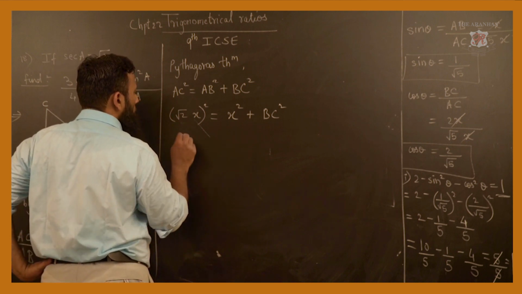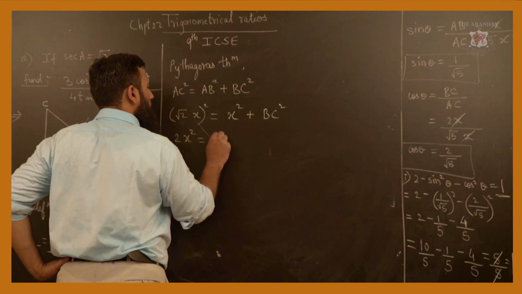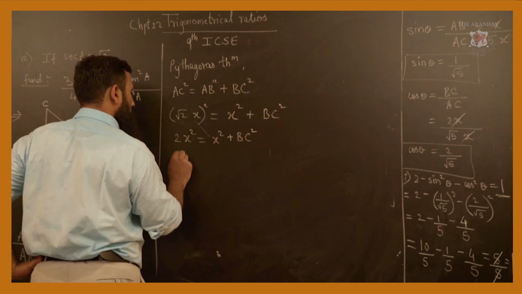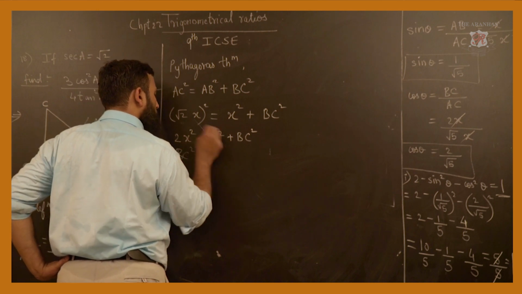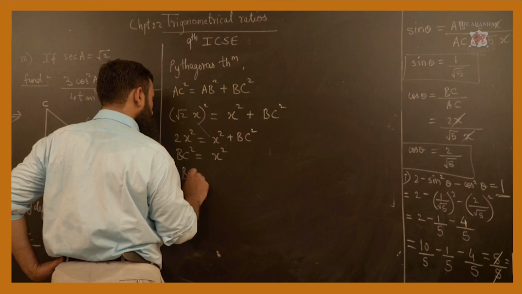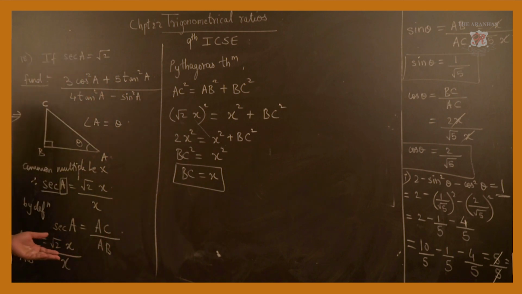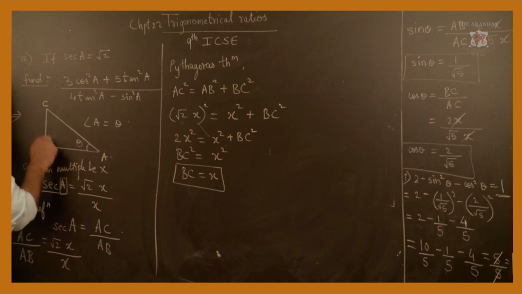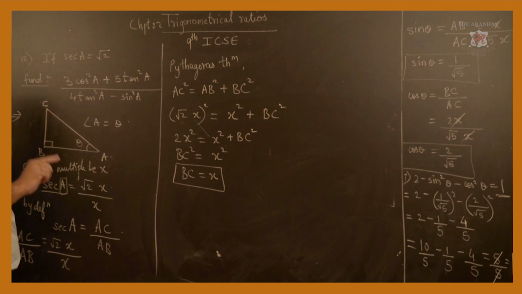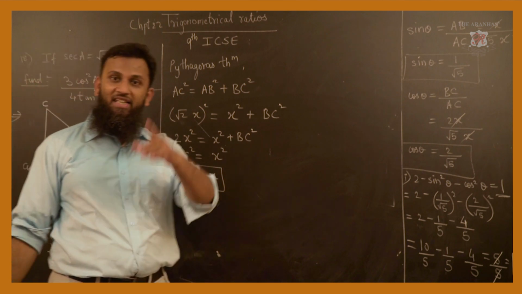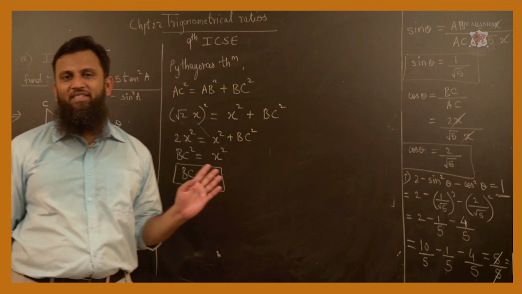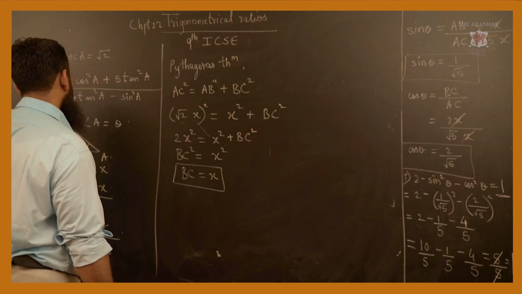So, square of root 2 is 2, x square, that is BC square. So, in that case BC square will be 2x square minus x square, and hence BC will also be equal to x. Now, all the three sides are known to us: BC is x, AB is x and AC is root 2 times x. If you observe, if two sides are the same in a right angle triangle, then we can call it an isosceles right angle triangle. So, the speciality of triangle ABC in this case is it is an isosceles right angle triangle.